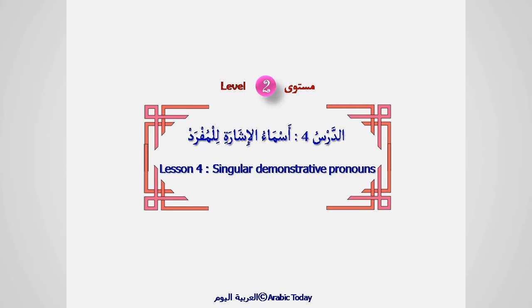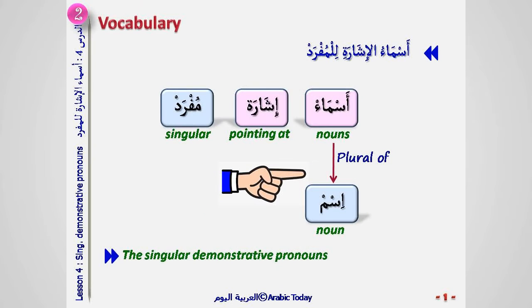الدرس الرابع أسماء الإشارة للمفرد. Lesson 4 Singular Demonstrative Pronouns. أسماء الإشارة للمفرد. أسماء is the plural of ism, noun. إشارة, pointing at. مفرد, singular. Their English equivalents are the singular demonstrative pronouns.